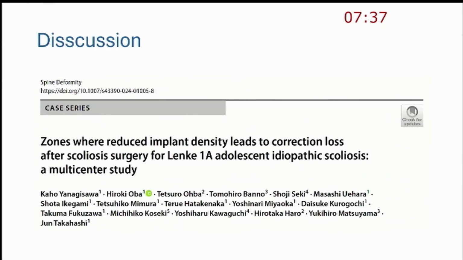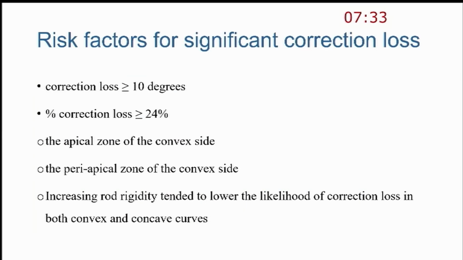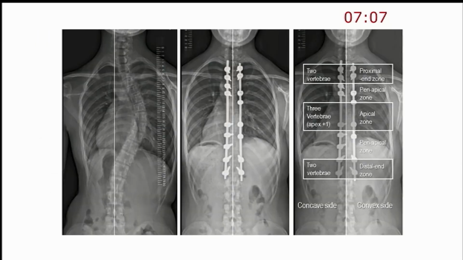This is a good study regarding the cause of loss of correction. Loss of correction is defined as loss of more than 10 degrees or 25% of the correction. The apical zone of the convex side and the periapical zone of the convex side are very important to pay attention to for the implants. And of course, increasing rod rigidity tended to lower the likelihood of correction loss in both convex and concave sides.